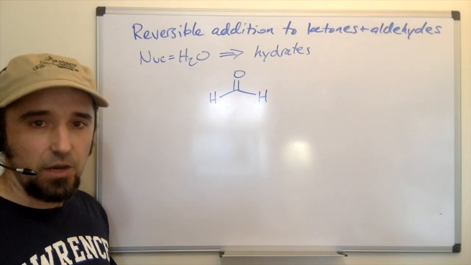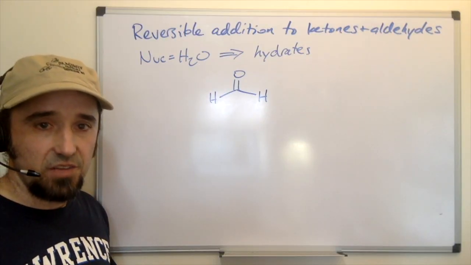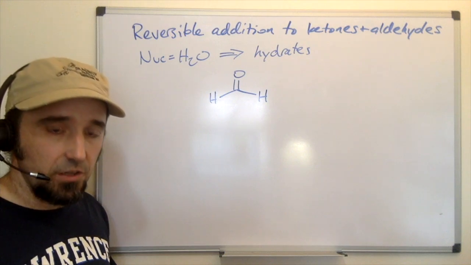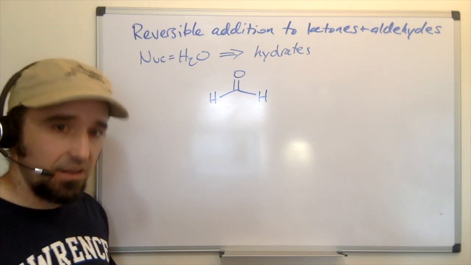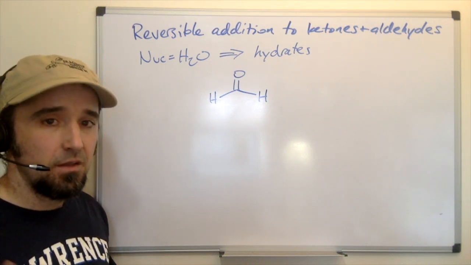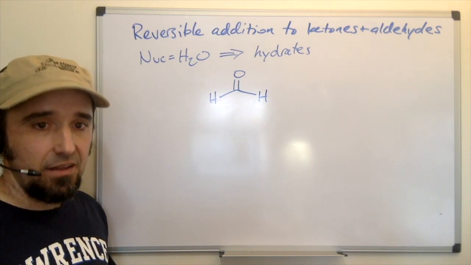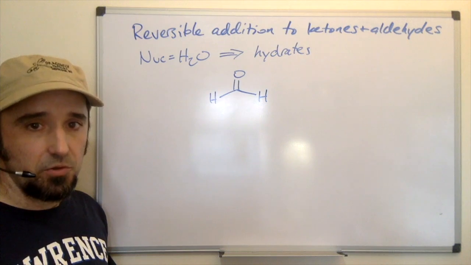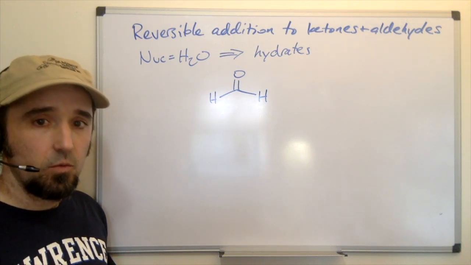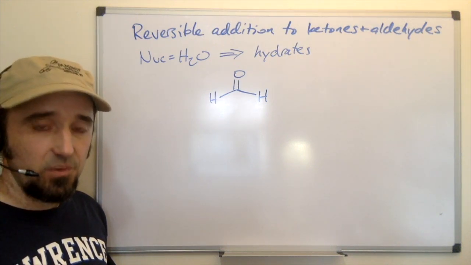Let's keep talking about reversible addition to ketones and aldehydes. So weak nucleophiles that can add and then come back out, right? We've covered cyanide as a reversible nucleophile. Let's go to an even weaker nucleophile. So water. Water can form hydrates. What does that look like?